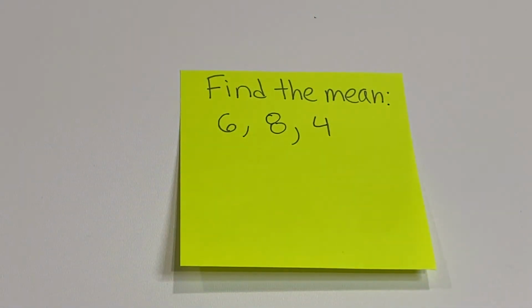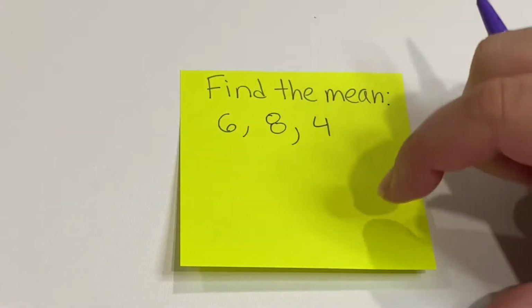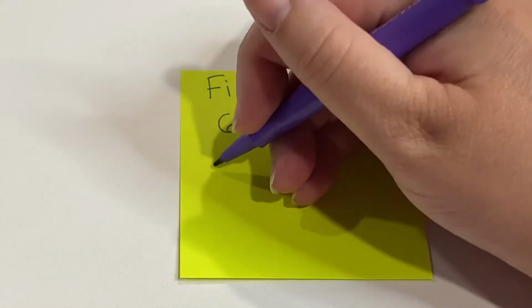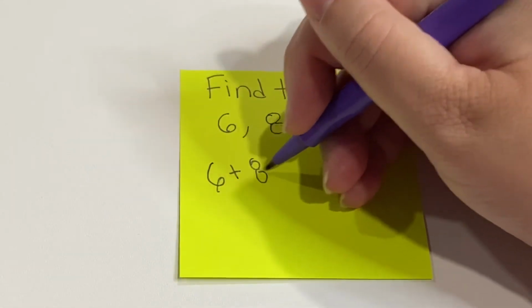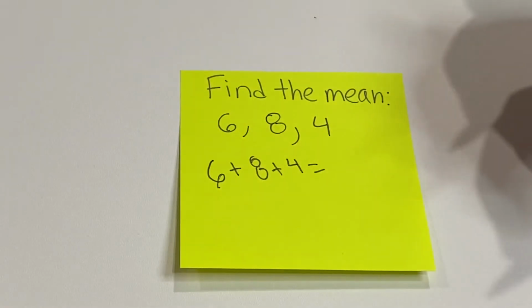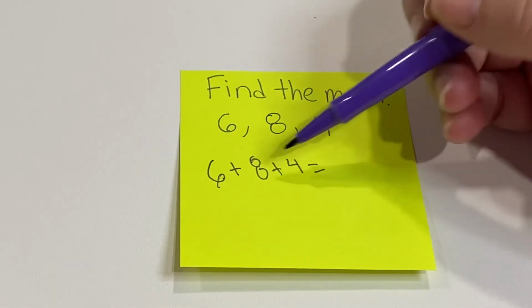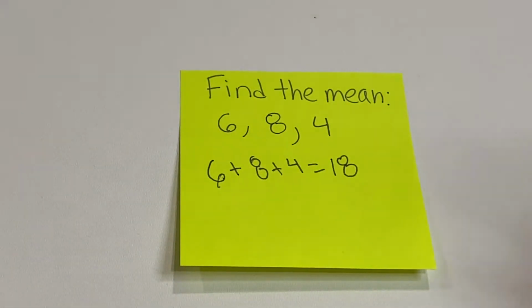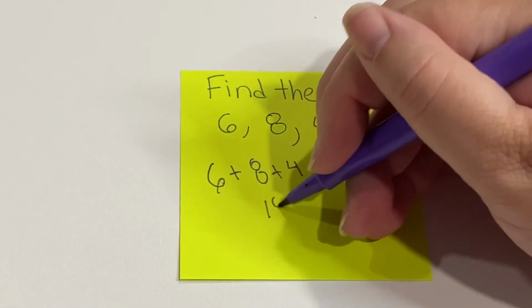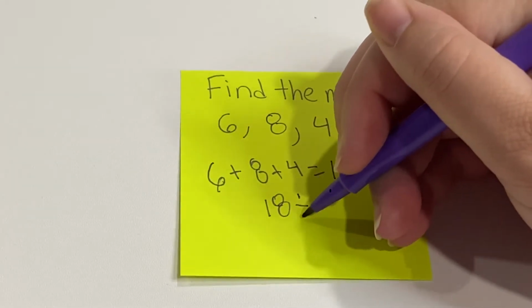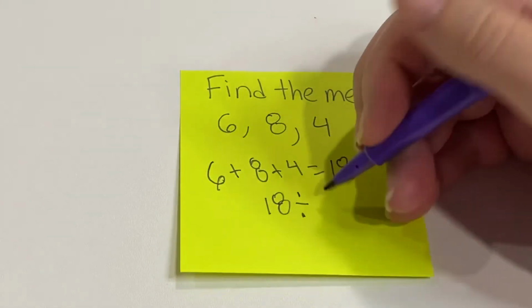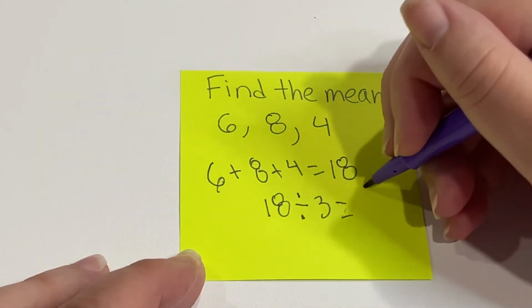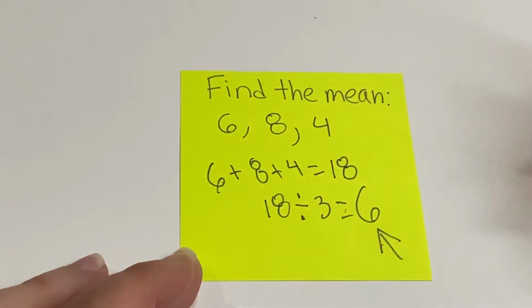So let's do that. When we add these numbers together, we get 6 plus 8 plus 4. So it might look like this: 6 plus 8 plus 4. And what does that equal? Well, I would do 6 plus 4 is 10, plus 8 is 18. And then we would divide 18 divided by 1, 2, 3. And 18 divided by 3 is 6. So that is our mean.